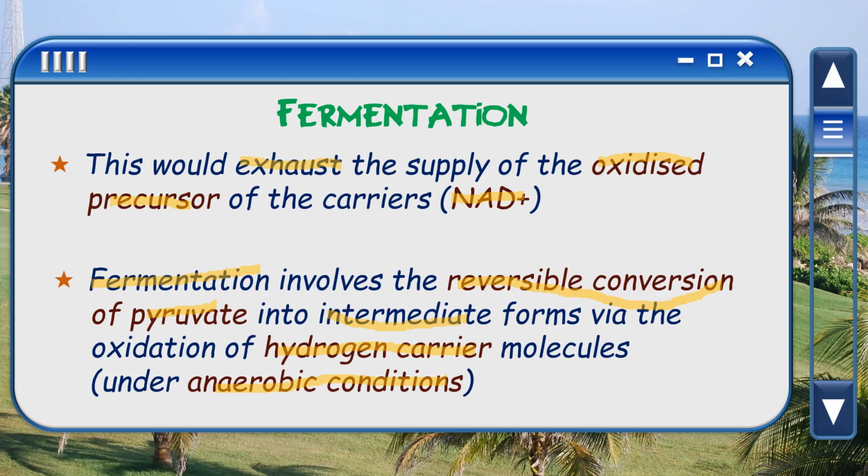So this is what is happening. Fermentation is going to take place. Now what we are going to do is turn our pyruvate into an intermediate form. And when it is being converted into this intermediate form, it will have to use the hydrogen carrier. And when the hydrogen carrier molecules have been utilized, then we shall end up releasing the oxidized carrier molecules. And when the oxidized carrier molecules are released, that means we can now break more glucose to pyruvate.